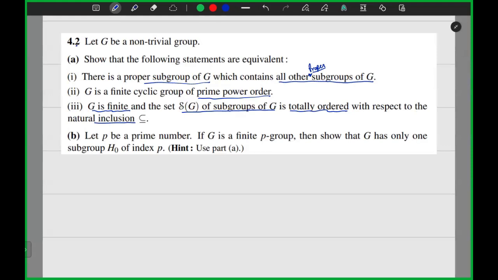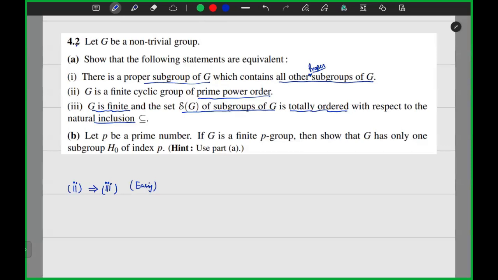Now, let's see. Do we need to use Sylow's theorem here? I don't think so. First of all, this part is easy, right? Two implies three. Because cyclic groups have a unique subgroup of given order.